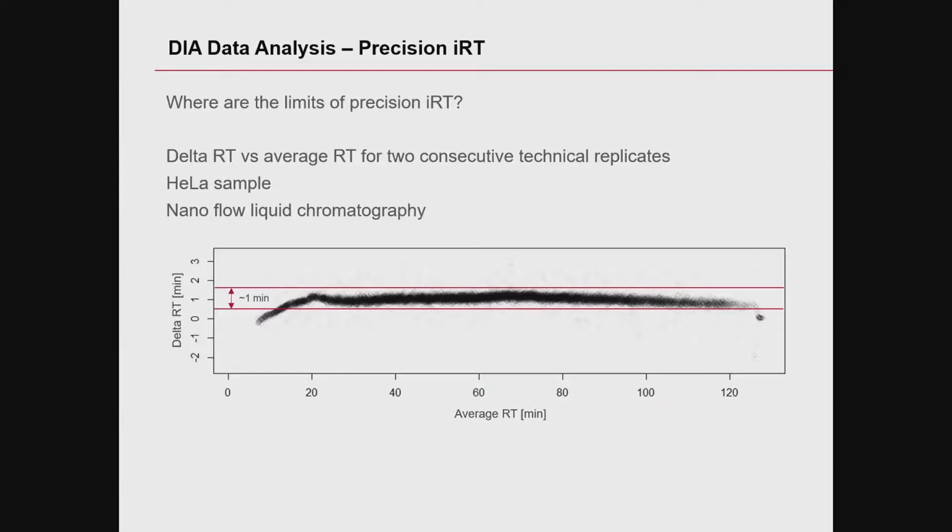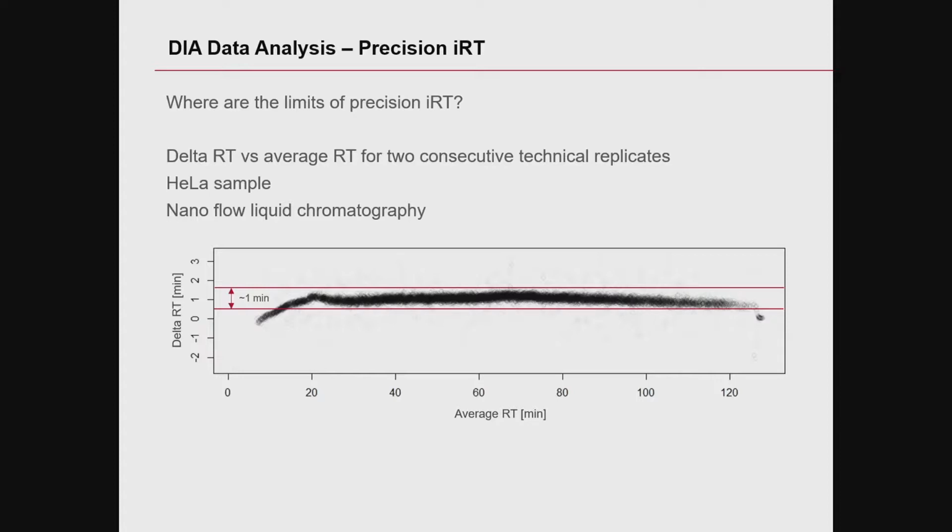Now you can ask yourself, where is the limits of this? That's actually a rather interesting question. Where is the limits of this precision iRT concept? And what I did here was just I plotted 2 consecutive technical replicates, and I plot the delta apex retention time versus the average retention time of these 2 runs. And this is then how this plot looks like. It's actually very similar to what has been done for much longer when you do MS1 alignment, for instance, in DDA. That's a very similar process or similar analysis done there.